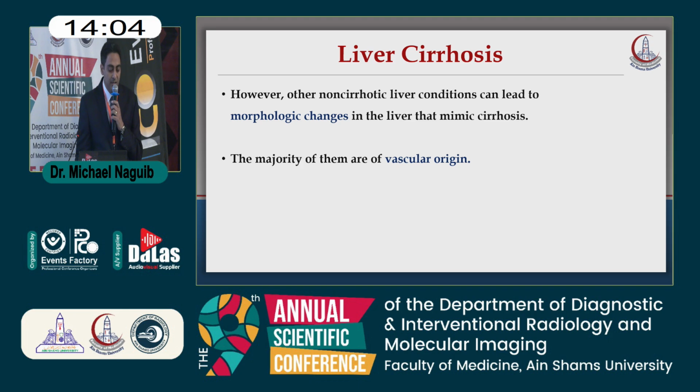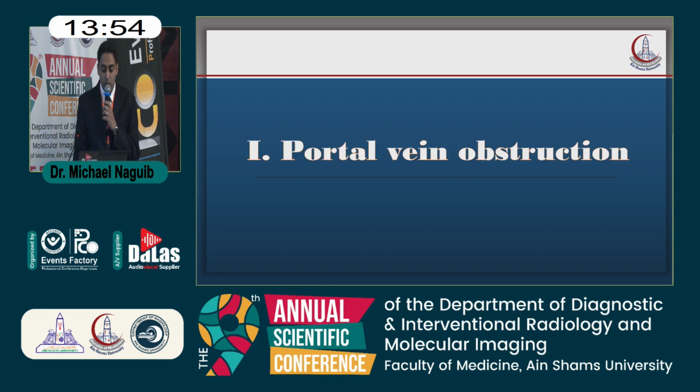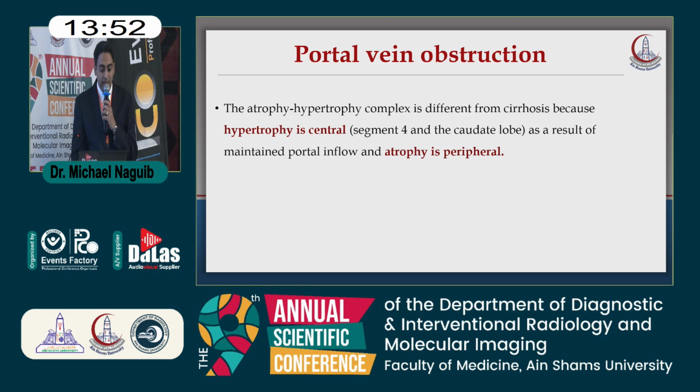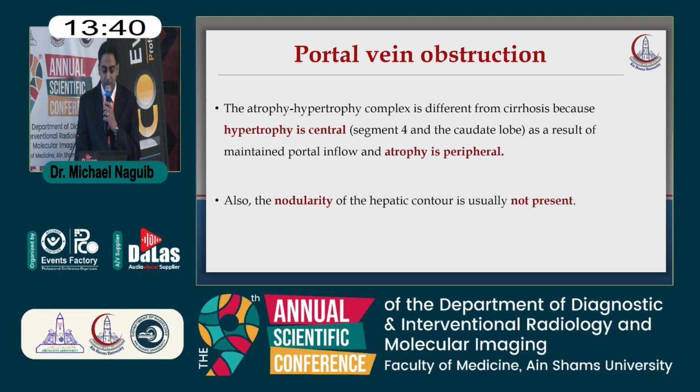However, other non-cirrhotic liver conditions can lead to some morphological changes which mimic cirrhosis, and the majority of them are of vascular origin, like number 1, portal vein obstruction. But in portal vein obstruction, the atrophy-hypertrophy complex is different, as the hypertrophy is mainly central, including segment 4 and caudate lobe, due to maintained portal inflow, while the atrophy is peripheral. Also, the nodularity of the hepatic surface is usually not present.